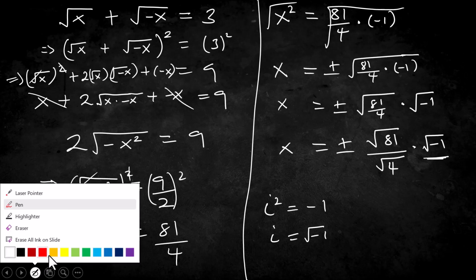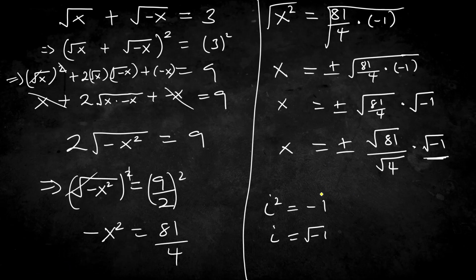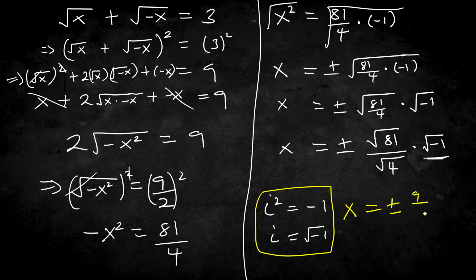So we have x as plus or minus, so the numerator here will be 9, and this side will be 2, and this one will be i. As simple as that.